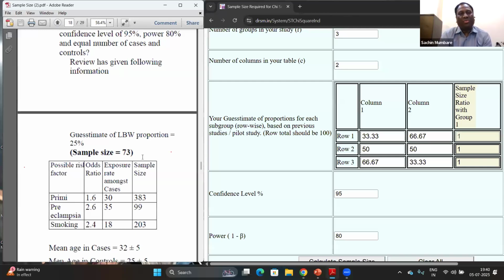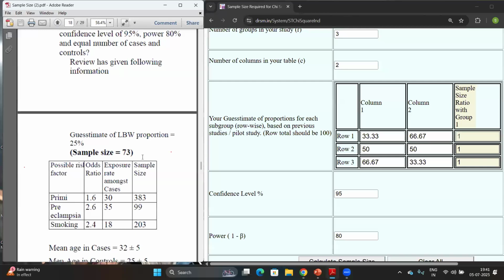If you include 1000 mothers, how many low birth weight babies will you get? 250. Correct. If you include 2000 mothers, how many LBW babies will you get? 500. How many low birth weight babies do you want? Minimum 383. So the actual sample size of all the mothers will be 1532.